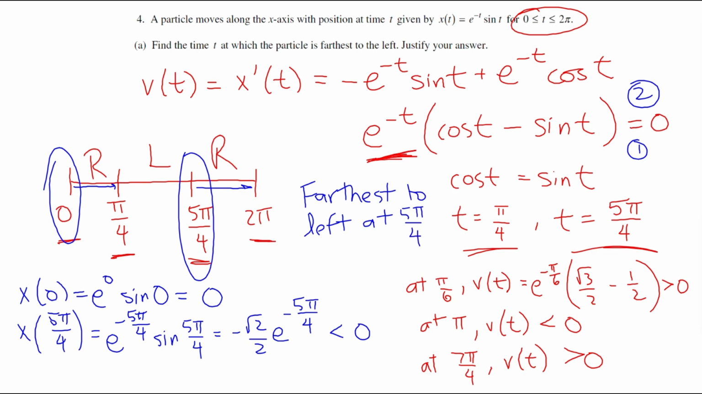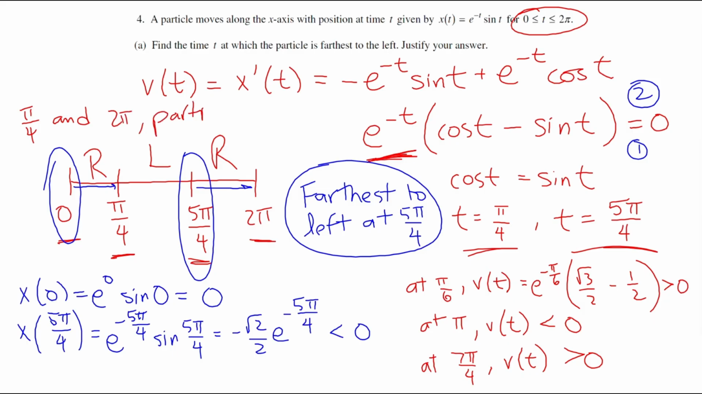So quite a bit of work there to get that it's farthest to the left at 5 pi over 4. And in order to really get all the points, we're going to want to make a note here at pi over 4 and 2 pi, particle finishes moving right and cannot be farthest left because it's just been moving to the right. So that's going to be part of our justification here, why we eliminated pi over 4 and 2 pi as possibilities.